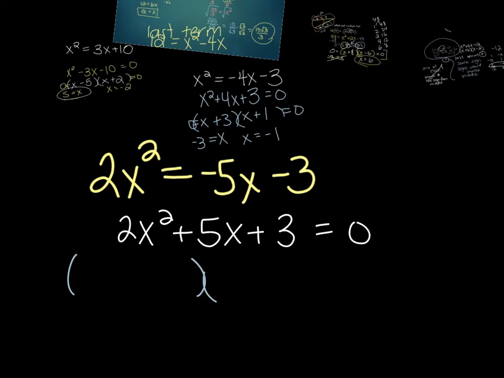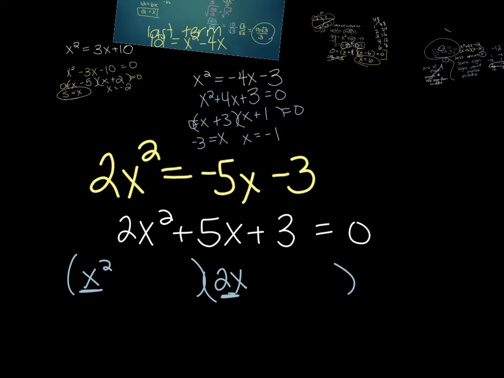Now when I factor, the factors of the first term, which is not just x squared anymore. What two things multiply together to give you 2x squared? 1 and 2, but they both have an x, right? So it could be x and it could be 2x. Those are the factors of 2x squared.